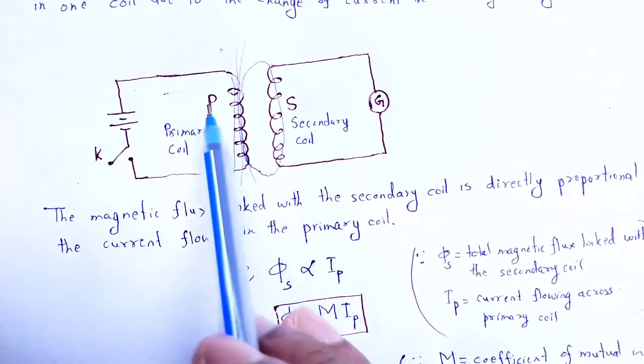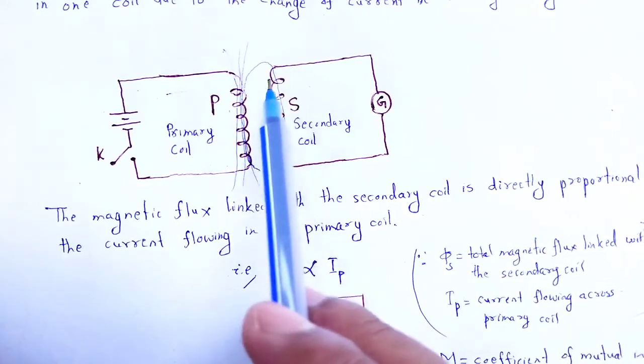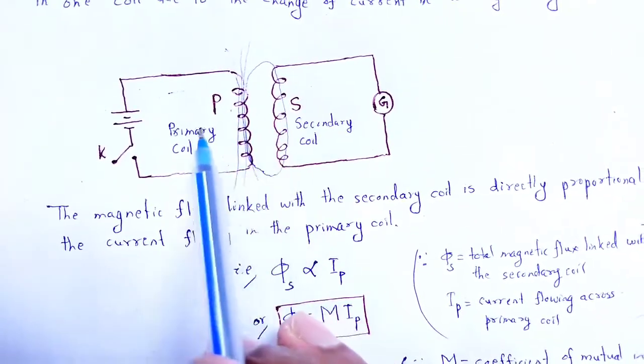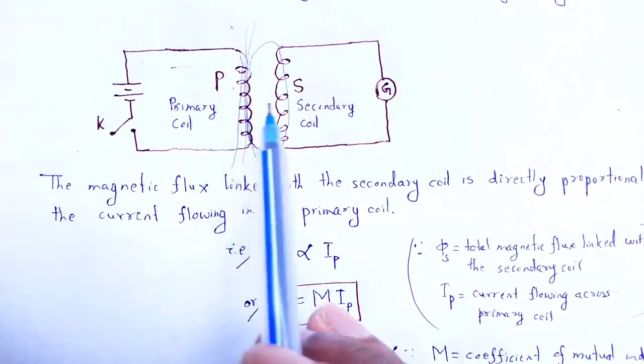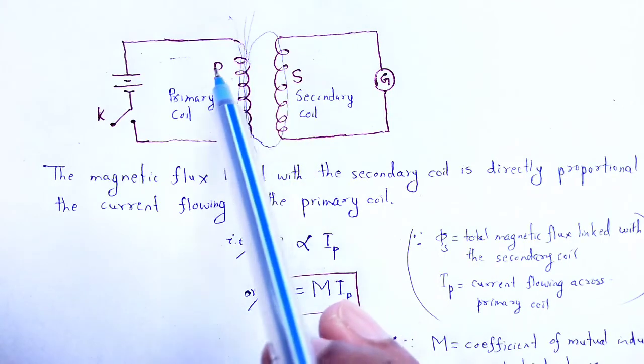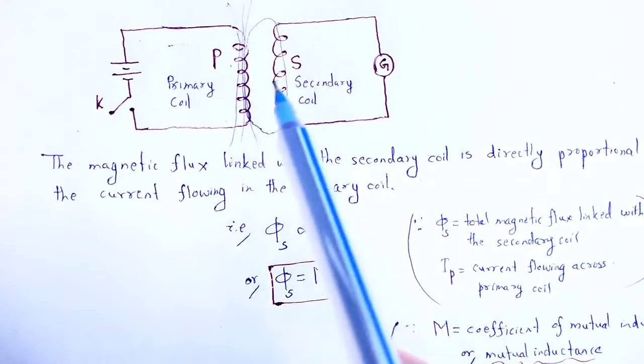Separation between two coils, the nature of the material used in that of core, and the shape, size and number of turns of the coils, and again the relative placement or orientation, how the primary and secondary coils are placed to each other.